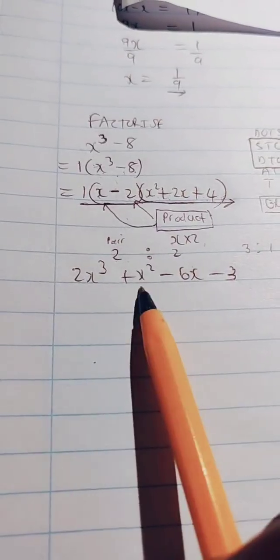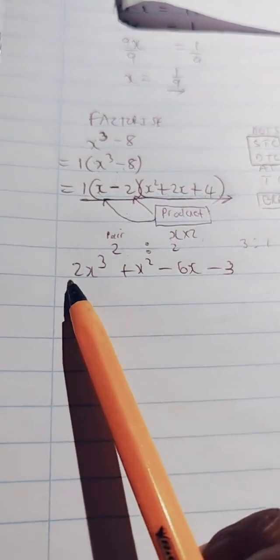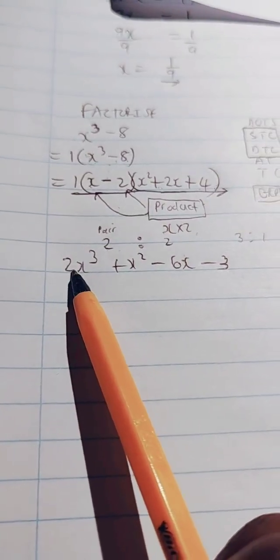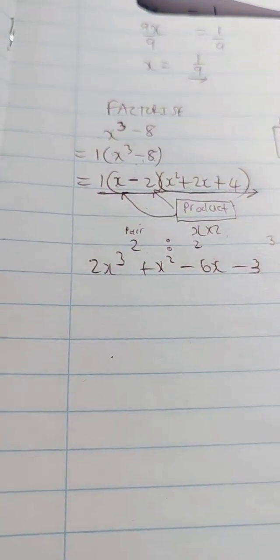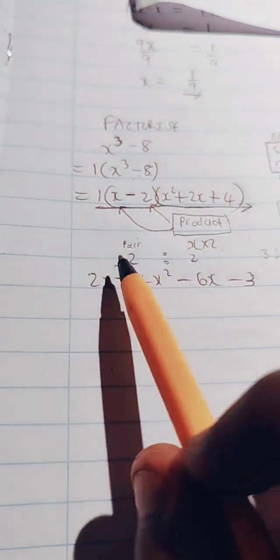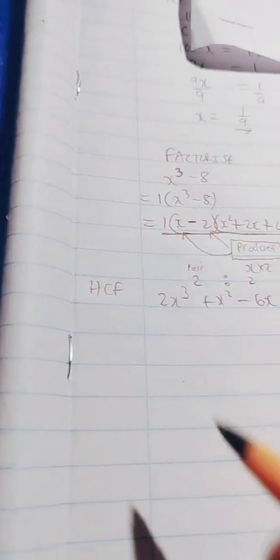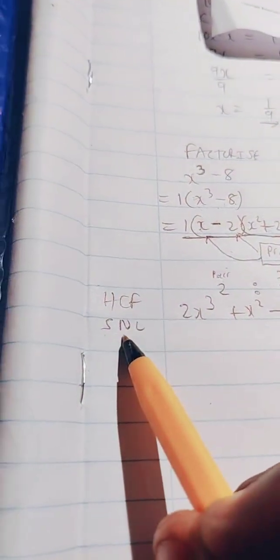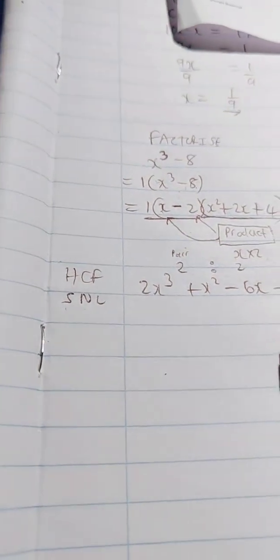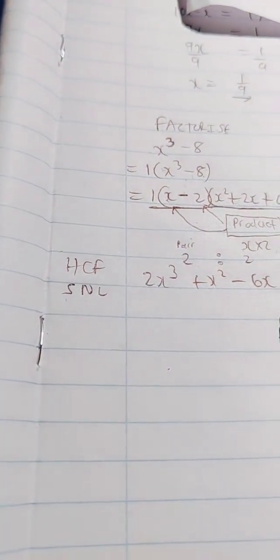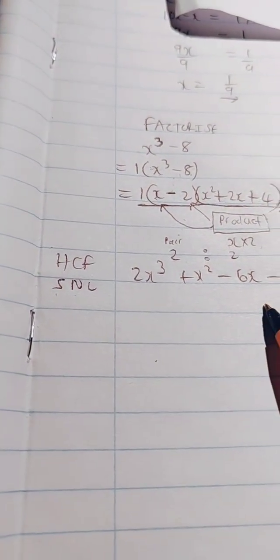So let's take the two terms and take out the highest common factor. So between 2x cubed and x squared, what is the highest common factor? We are looking at the two terms. What is the highest common factor? When you take out the highest common factor, guys, we take out the highest common factor according to the sign, the number, and the letter. So let's go. Okay. The single term should always be negative.